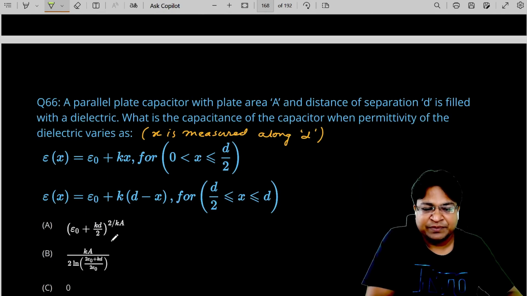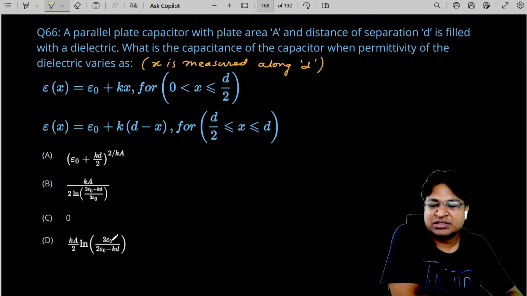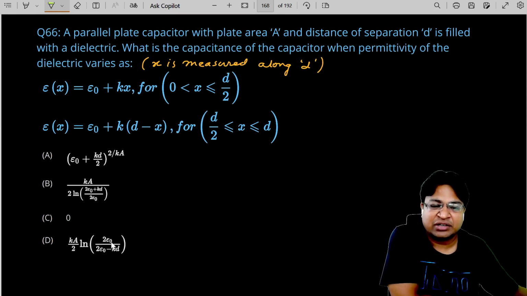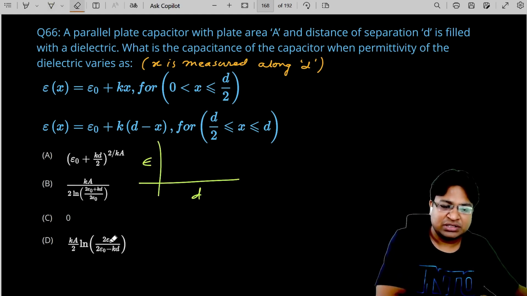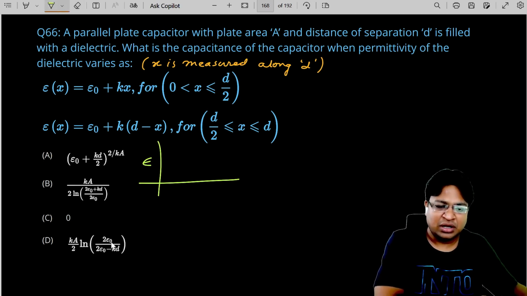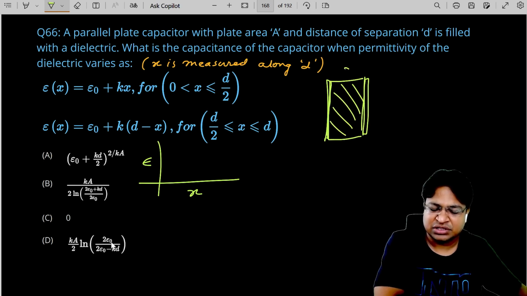All right, very straightforward questions, guys. Now, this is a good question. Now, this says that there is a parallel plate capacitor with area A, distance of separation d, and the permittivity of the dielectric varies. Okay, so how does it vary? If I make a graph between permittivity and the distance, let's say x. Okay, so if this is the plate of the capacitor, and this region is occupied by the dielectric, and this distance is d.